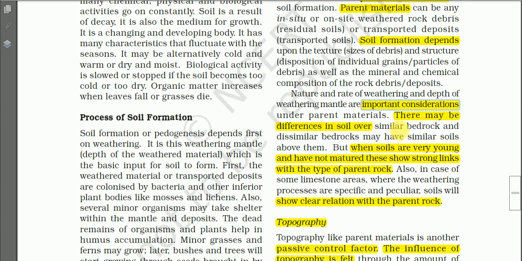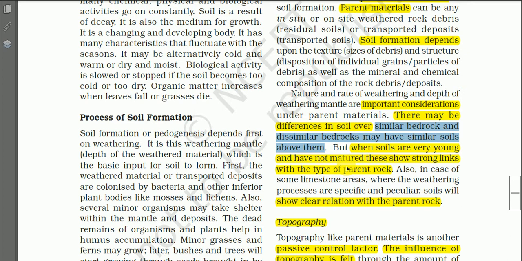There may be differences in soil over similar bedrock, and dissimilar bedrock may have similar soils above them. This may be due to transportation. So let us repeat. There may be differences in soil over similar bedrock, and dissimilar bedrocks may have similar soils above them. This is because of the transportation work, because of the movement of the materials.